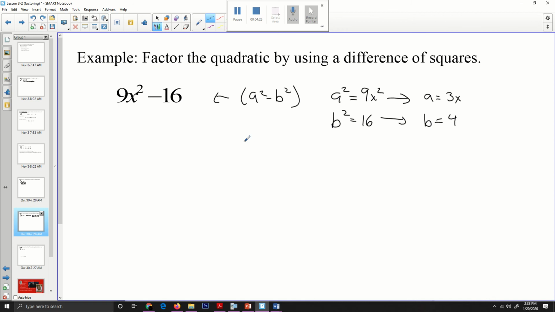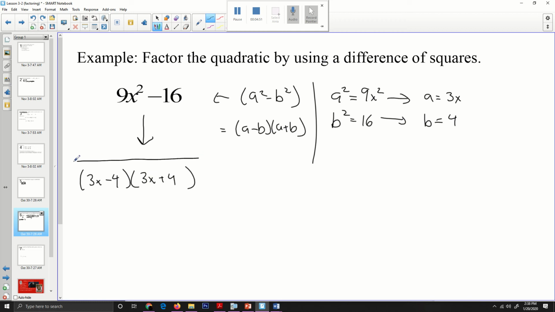And so since a squared minus b squared is equal to a minus b times a plus b, we can say that this thing is going to be equal to, well, a minus b will be 3x minus 4, and a plus b will be 3x plus 4.